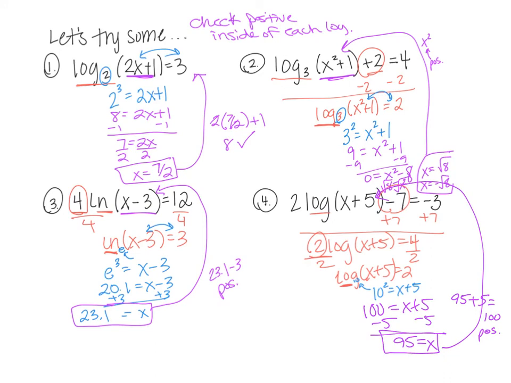So 95 equals x. Remember my steps: I'm going to isolate the log. Then I'm going to change it into an exponential. Then I'm going to solve it. I'm going to take that value back up into the log, and I'm checking for an extraneous solution, which means I'm going to check to make sure that I get a positive inside of each log that I have.